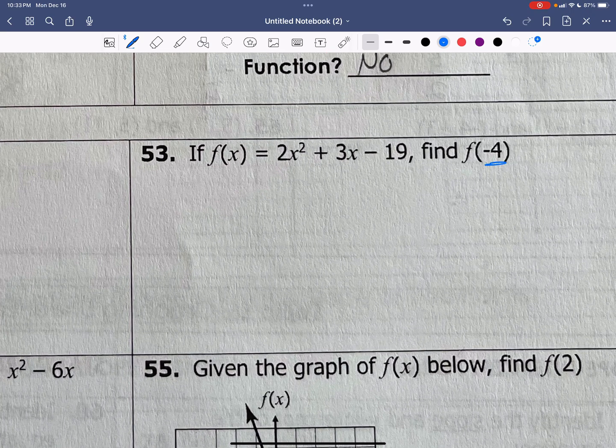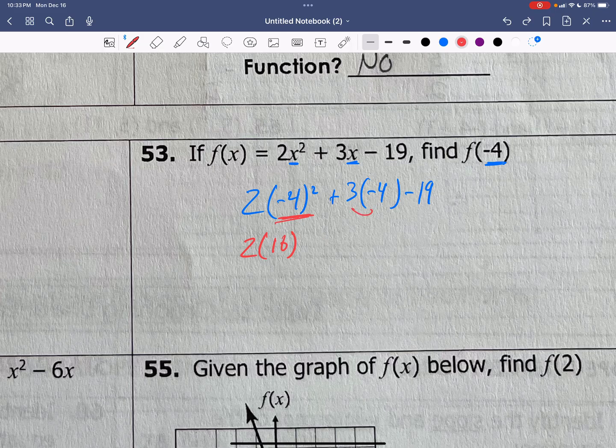Items like this, again, same thing. -4 is going to get plugged in there and there. So it's going to be 2 times (-4) squared plus 3 times -4 minus 19. This is one of those situations where we know we have to do this part first. We have to do that squared, and you have to make sure you square the negative. If you're plugging it in your calculator, make sure you square it. It's like -4 times -4, so it's going to be a +16.